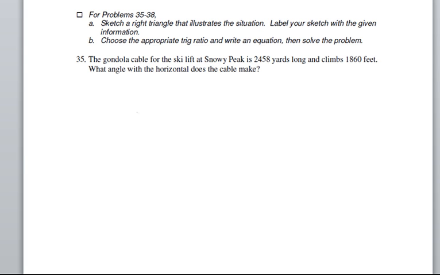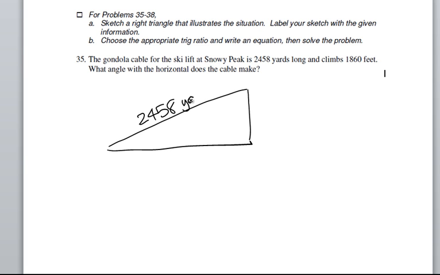Okay, so the first thing I need to do is to sketch a right triangle that illustrates the situation and then label my sketch with the given information. Okay, so this is a right triangle. And let's assume that this ski lift cable is nice and straight. And we know that the cable itself is 2,458 yards long. And here's where units are important, because it only climbs 1,860 feet.